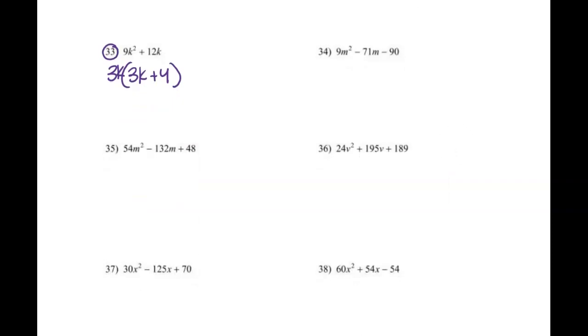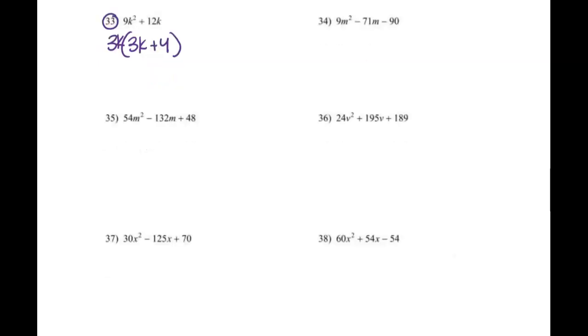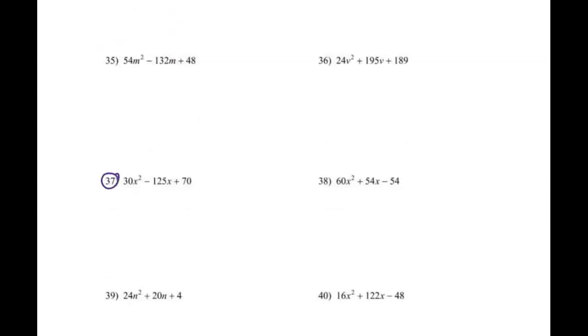But let's do one more Xbox with, you know what? Let's do 37. These numbers look big. Ew. And because of that, I want to look for a GCF. So 30, 125, 70, they all end in a 5 or a 0. They must be divisible by 5, right? So if we take out a 5, we have 6x squared minus 25x plus 14. That looks a little more doable. So let's do Xbox with this.